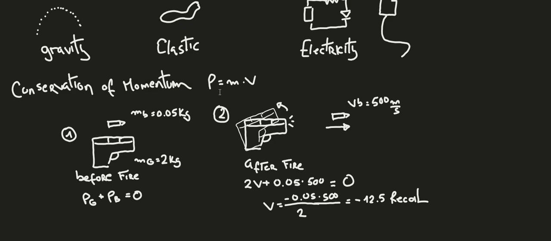Conservation of momentum. So we're given this formula. Momentum is equal to mass times velocity. At first, we know that the momentum of both the gun and the bullet will be 0 because the velocity is 0. But then we're given the velocity of the bullet after fire, and we have to calculate the speed of the gun. So we just replace the values into the original formula, and we get that the recoil is equal to negative 12.5.